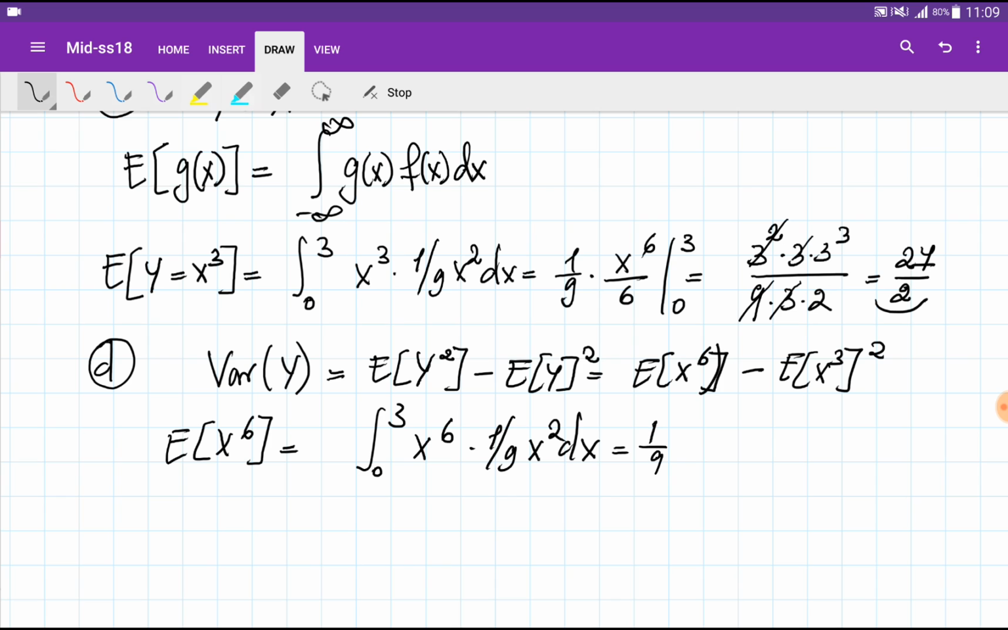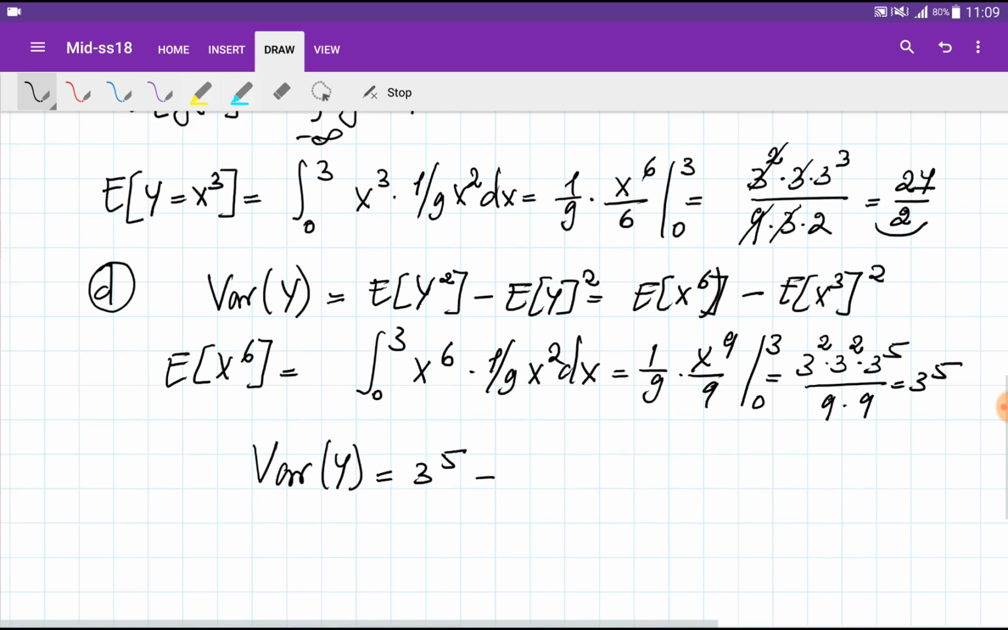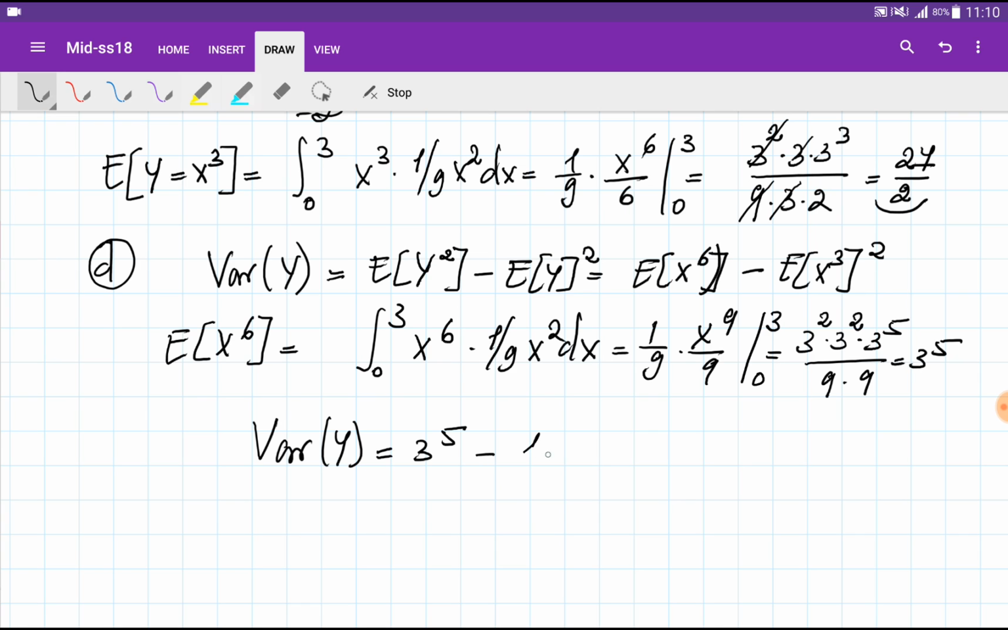will be 1 over 9 multiplied by x to the power of 9 divided by 9. So we need to put this from 0 to 3. So this will be 3 to the power of 9, right? So I can write it as 3 to the power of 2 multiplied by 3 to the power of 2 multiplied by 3 to the power of 5 divided by 9 multiplied by 9, or simply 3 to the power of 5. So the variance of y is equal to 3 to the power of 5 minus 13.5 squared, right?